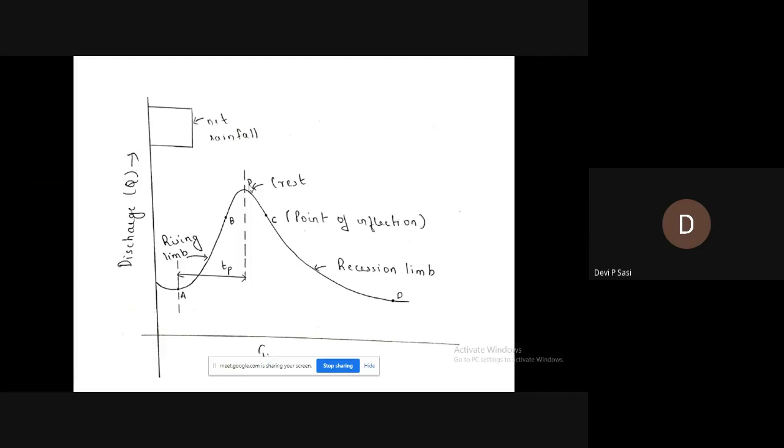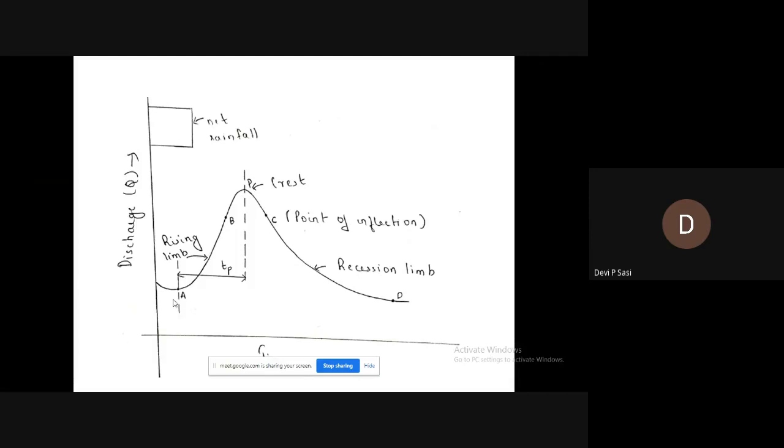The components are the rising limb, crest, and recession limb. The rising limb is shown by AB. It is the ascending portion of the hydrograph, which depicts an increase in discharge.